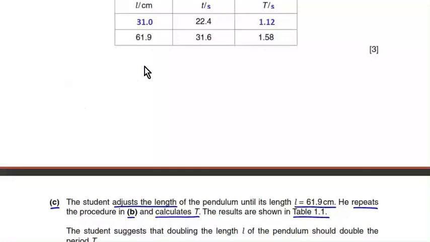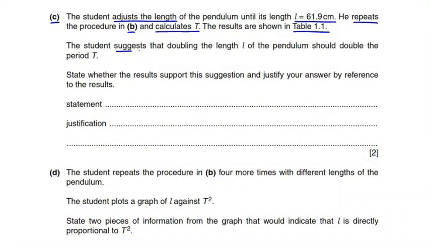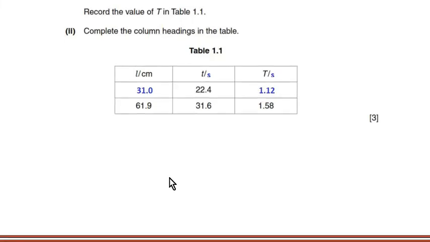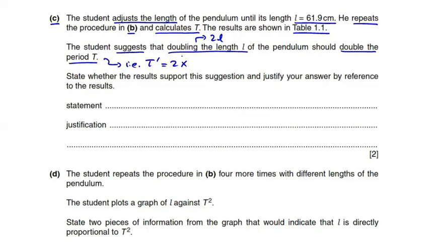Let's go back to the question. The student suggests that doubling the length L of the pendulum should double the period. That is, the student suggests that the new value of period T prime for the length of the pendulum equal to 2L is 2 times its initial value, which is 1.12 seconds. See? So students, the new value of period according to the student's suggestion should be 2.24 seconds. State whether the results support this suggestion and justify your answer by reference to the results.